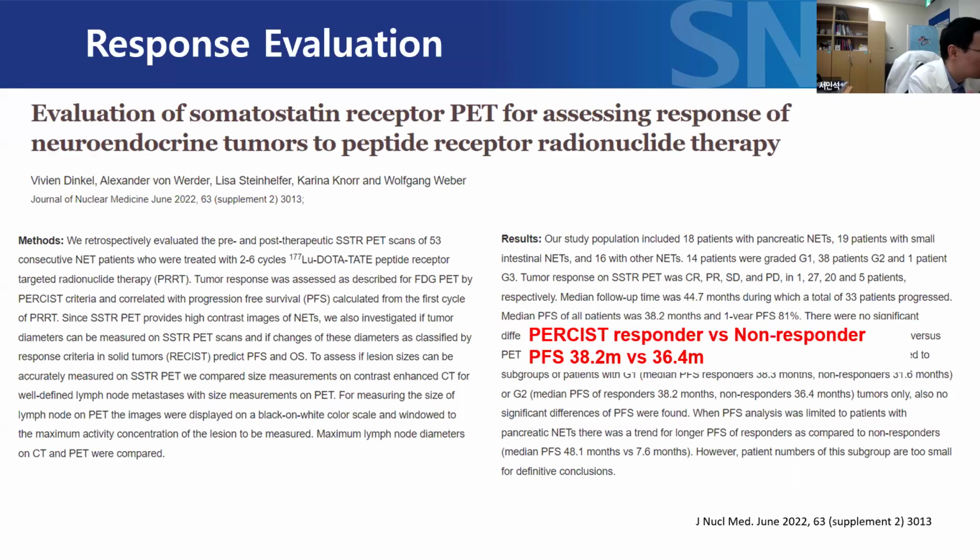There has been a report that whether the patient was a responder or not by PERSIST, there was no difference in the progression-free survival, which means that using changes in the SUV on somatostatin receptor PET did not strongly predict who actually stayed progression-free longer.